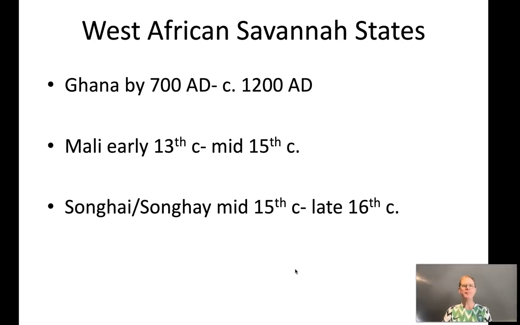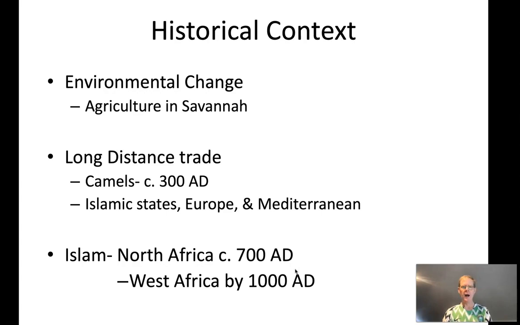We're looking at Ghana, which is around, we don't really know for sure, by 700 AD to about 1200 AD. And it didn't really disappear. It just sort of shrank down to its core area. But then we're going to see it succeeded by Mali, really in the early 13th century to about the mid 15th century. Doesn't sound like it's quite as long, but it's 250 years. That's a pretty good run. And then Songhai rising from the mid 15th century to the late 16th century.